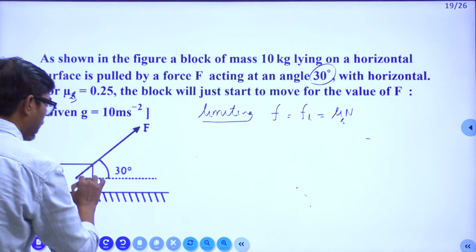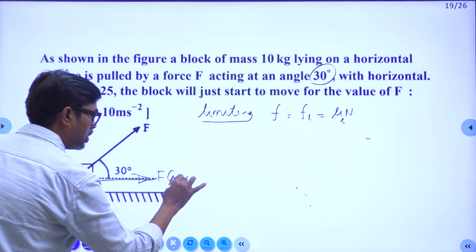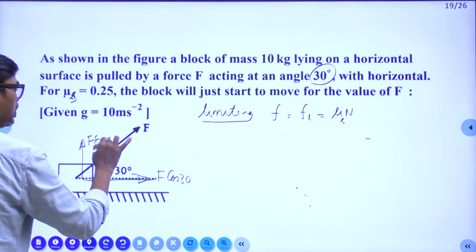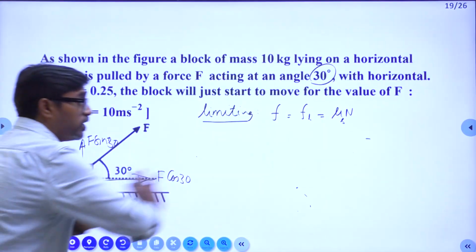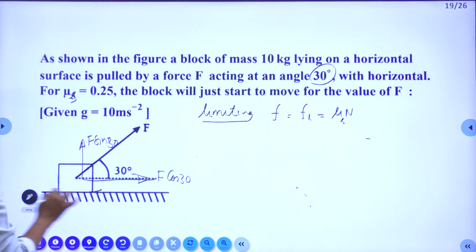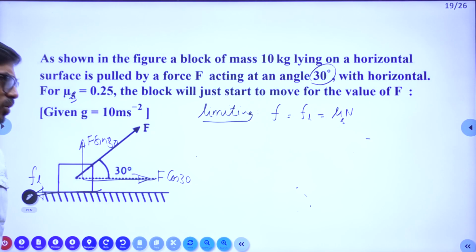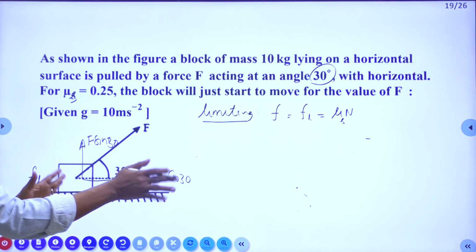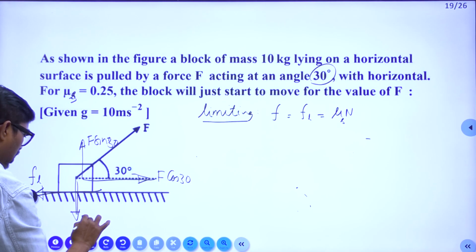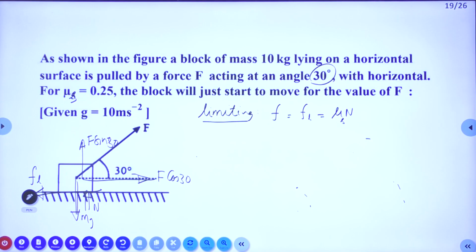Now this force, if I resolve it, there is a horizontal force F cos 30 and a vertical force F sin 30. Without friction this block will move to the right side. So friction has to hold it. Friction should oppose this F cos 30, and that is limiting friction when it is about to slide. These are the horizontal forces. There is gravity vertically downward, and when the ground is pressed, normal reaction will be generated. So this is the situation you have.